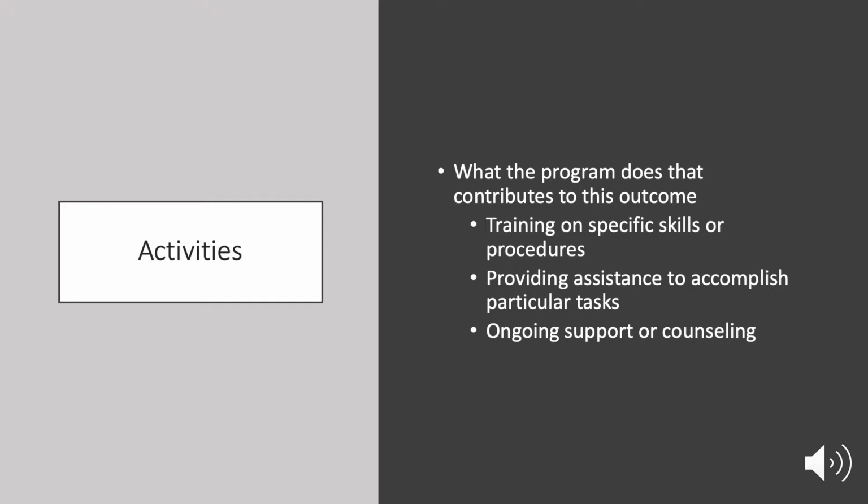So the next three things are really about what your program is doing. So first, the activities. Again, it's focused on the specific outcome in your outcomes chain that the program is dealing with. So that may be training on specific skills or procedures. It may be providing assistance. It may be ongoing support or counseling. Again, this is going to look different depending on what your outcome is, but those are just some ideas to think about. What are the activities within the program that contribute to a particular outcome?